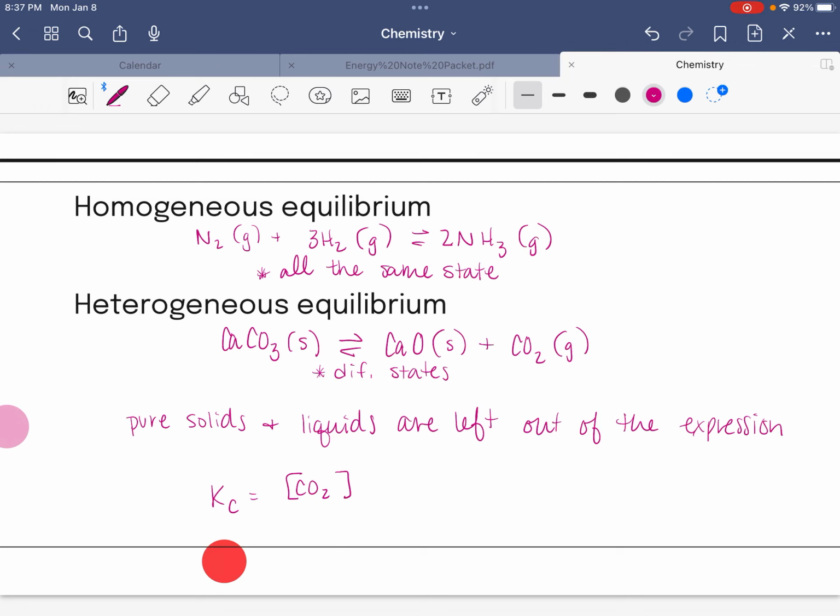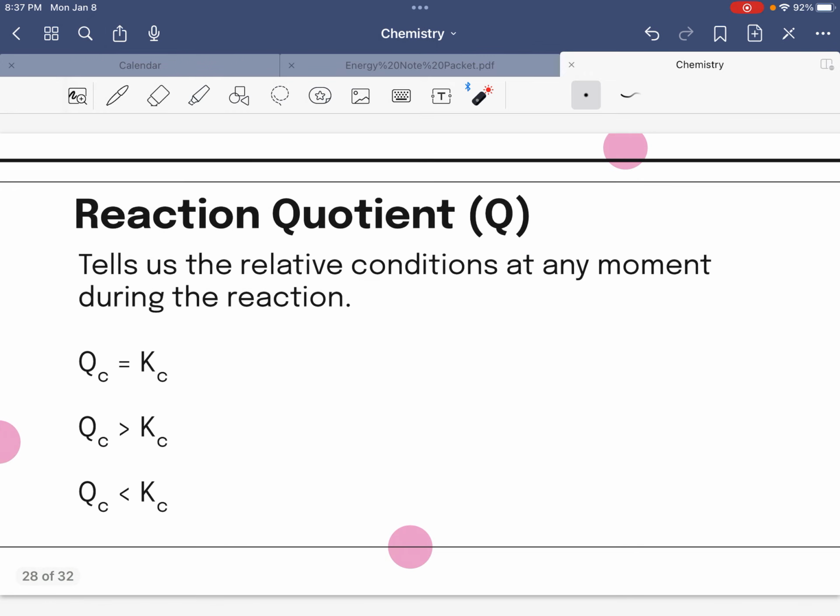If I was writing this with partial pressures instead, remember I would use Kp as my constant. With partial pressures, the formatting is a little bit different. Instead of using brackets, we use parentheses, and we put P, which stands for pressure, and then put what the species is below it, so CO2. And if we did have a coefficient out in front, we would put the exponent outside of the parentheses.